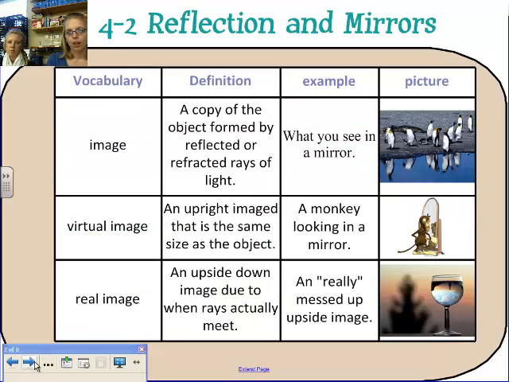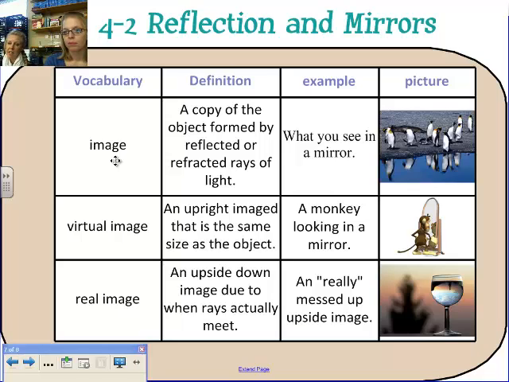So let's pretend that the bottom two are hidden, and let's just focus on the word image itself. Image is pretty cut and dry. It is a copy of whatever it is you're looking at. So if you are looking at yourself in the mirror, seeing yourself in the mirror is an image. The penguins there in the picture can see themselves in the water.